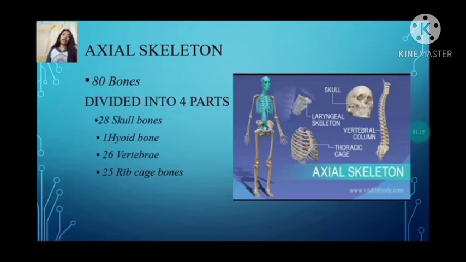We have 26 bones in the vertebrae, or vertebral column, and we have 25 in the rib cage bones.